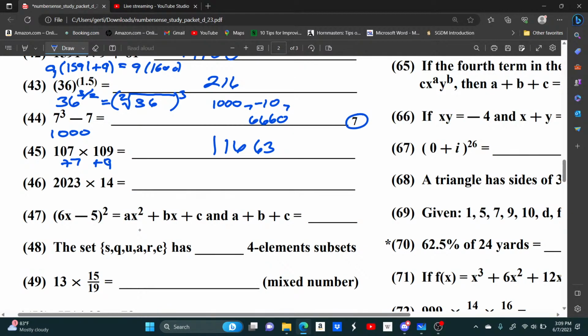46, 2023 times 14. You can use what's called the teens trick. So the first thing you do is, I'm looking at 14, and so I'm going to use the 4. Starting from right to left, 3 times 4, that's 12. So 2, carry the 1. Then I'll have 2 times 4 is 8, and then you add the number to the right of it. So 2 times 4 is 8, plus 3 is 11, plus 1 is 12. So 2, carry the 1 again.